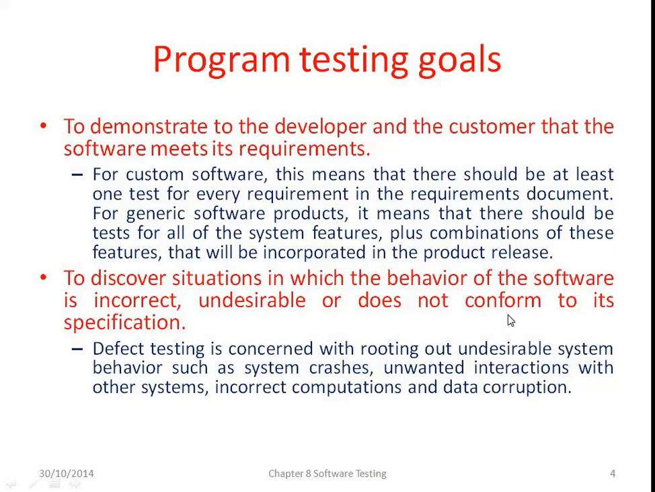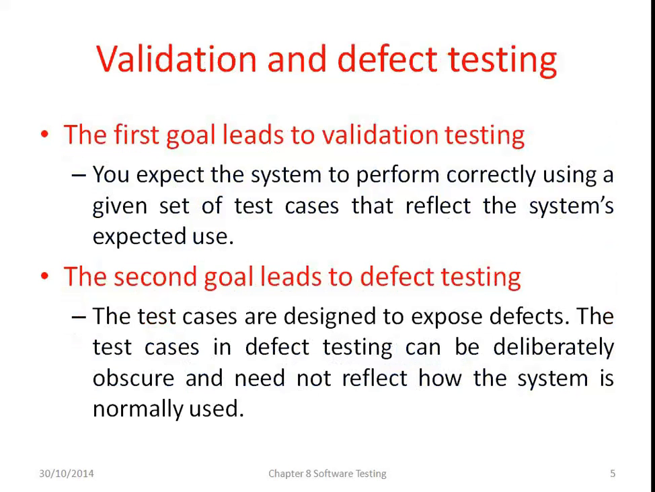The second goal is to discover situations in which the behavior of the software is incorrect, undesirable, or does not conform to its specification. So the main goal is finding defects. Defect testing is concerned with rooting out undesirable system behavior such as crashes, unwanted interaction with other systems, incorrect computations, and data corruption. These are the two goals of program testing.